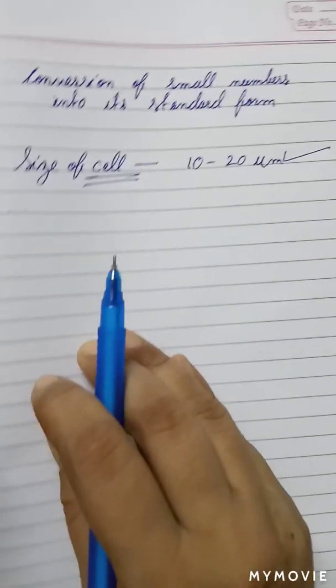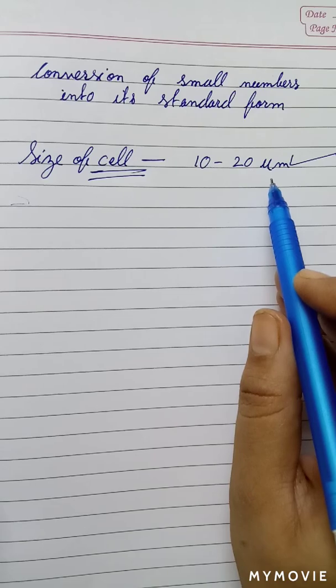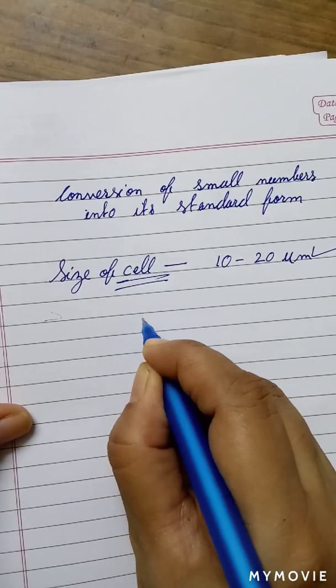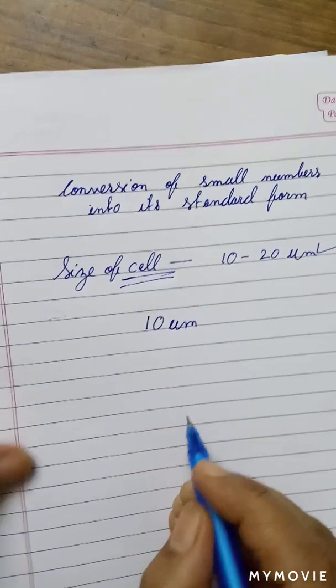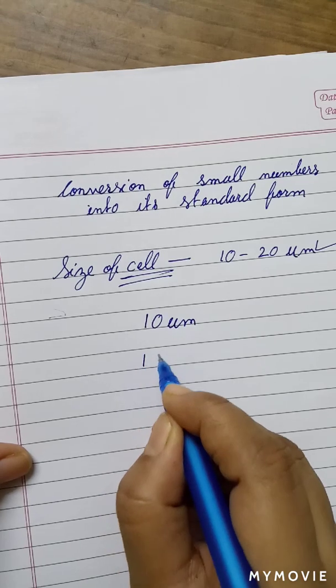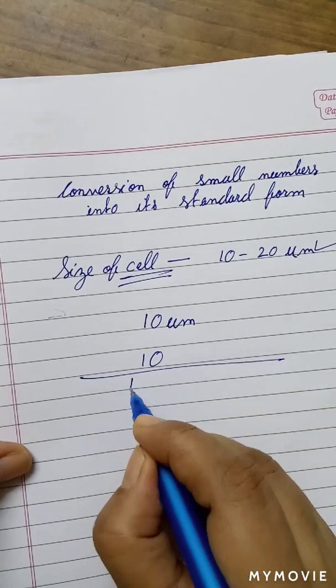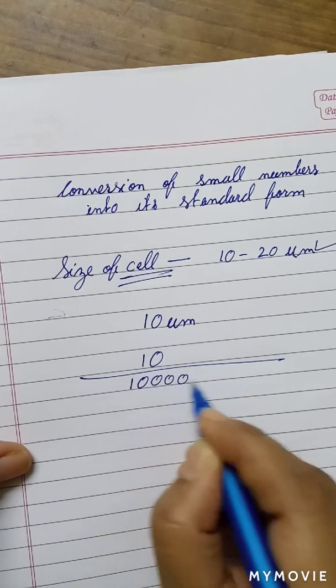So micrometer, what is micrometer? Micrometer is something like, if we say the size of a cell is 10 micrometer, it means 10 will be in the numerator and we will have to divide the denominator by 1 million.